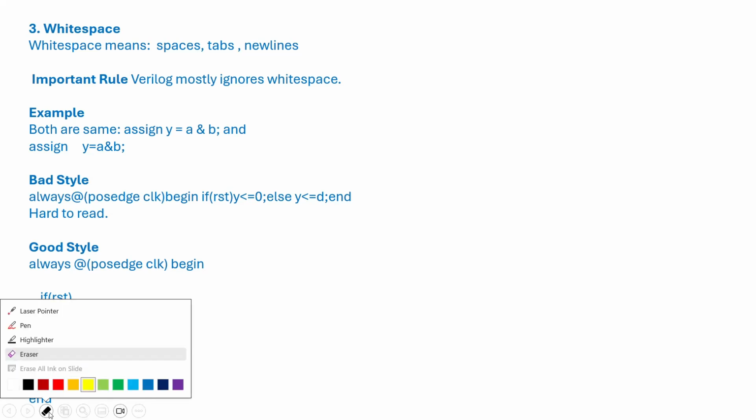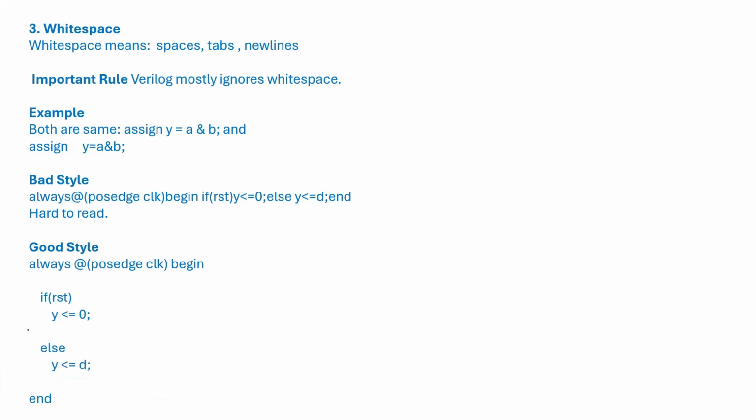See, how I'm writing the code: always at the rate posedge clk, and then there is no space. If condition I'm writing, if reset condition I'm taking, after that y equal to d, and then after that else condition, y equal to 0. In this way I have written code. Is that looking good?